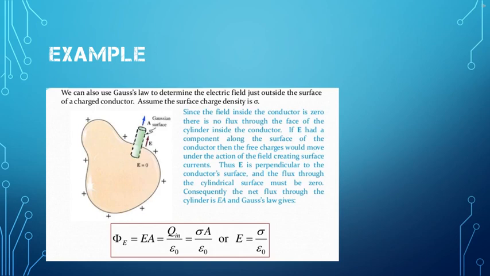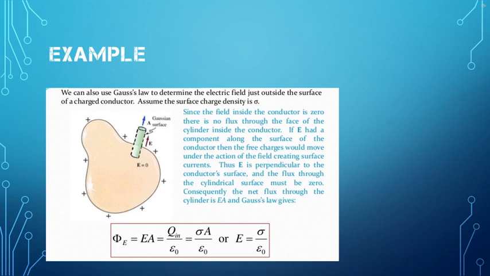Here is an example. We can also use Gauss's law to determine the electric field just outside the surface of a charged conductor. Assume the surface charge density is σ. Since the field inside the conductor is zero, there is no flux through the face of the cylinder inside the conductor. If E had a component along the surface of the conductor, then the free charges would move under the action of the field, creating surface currents.